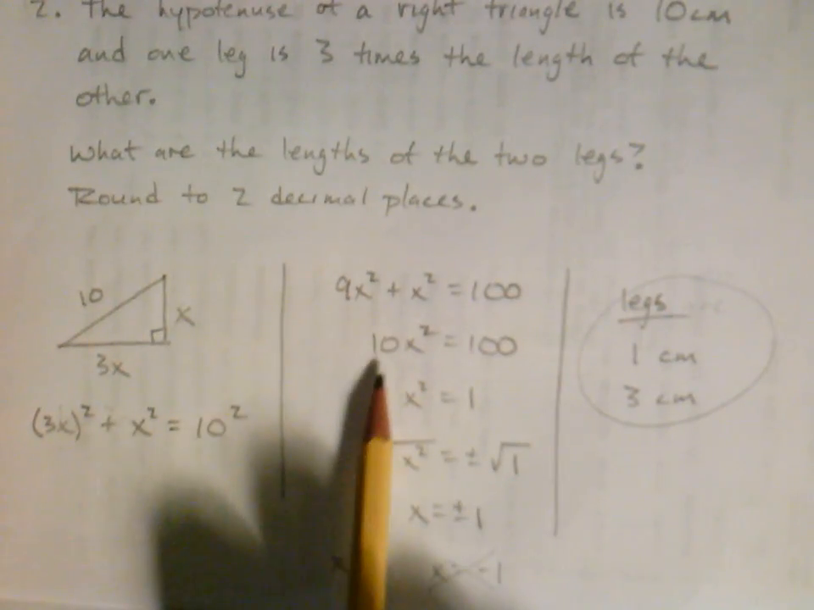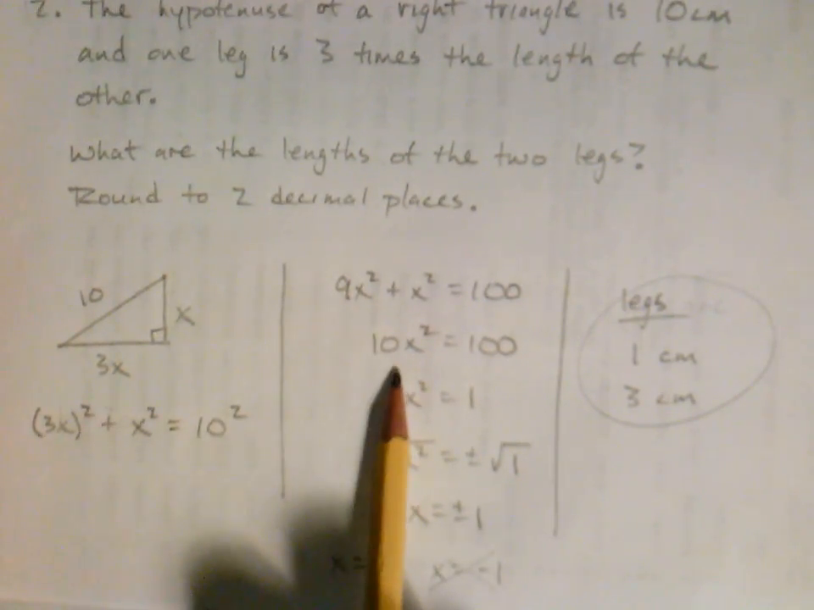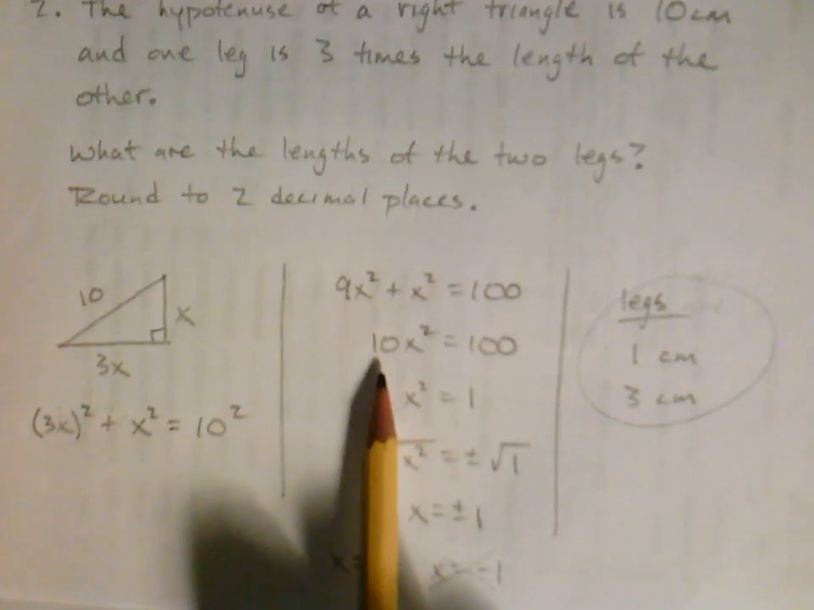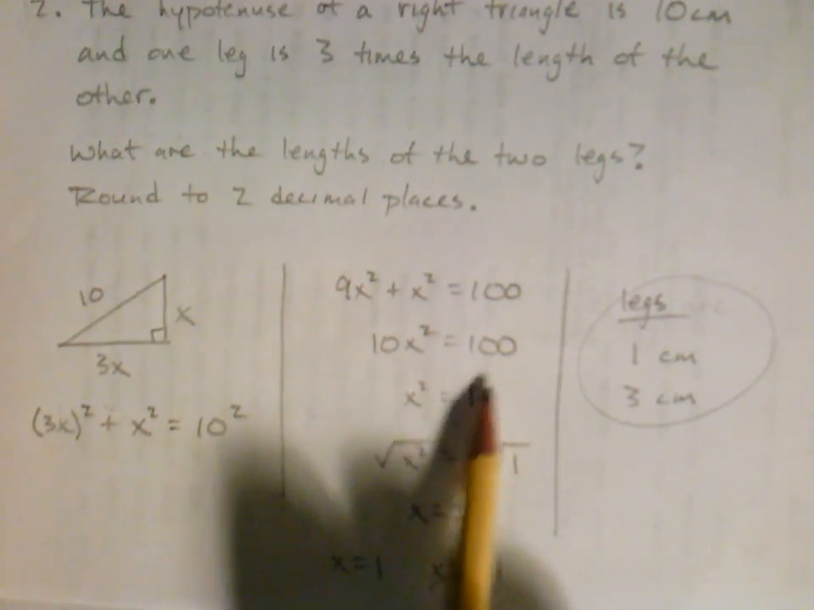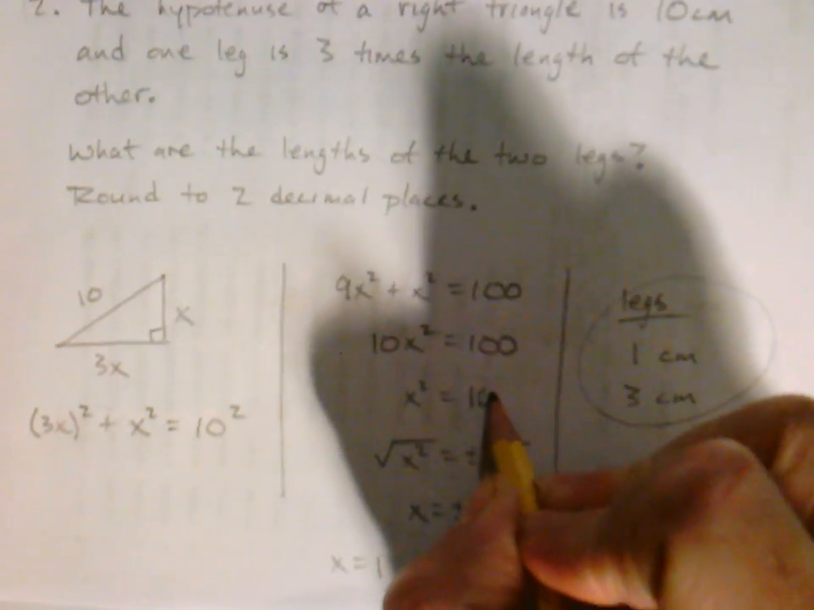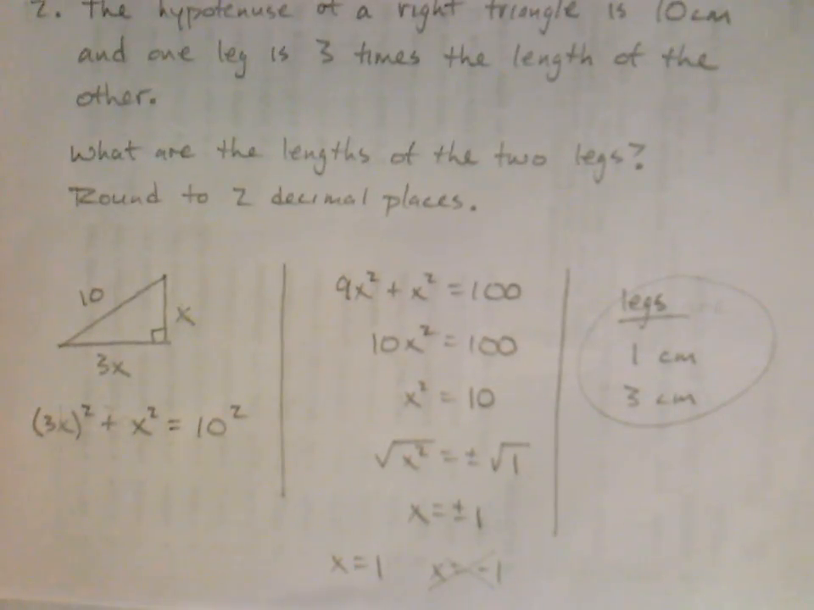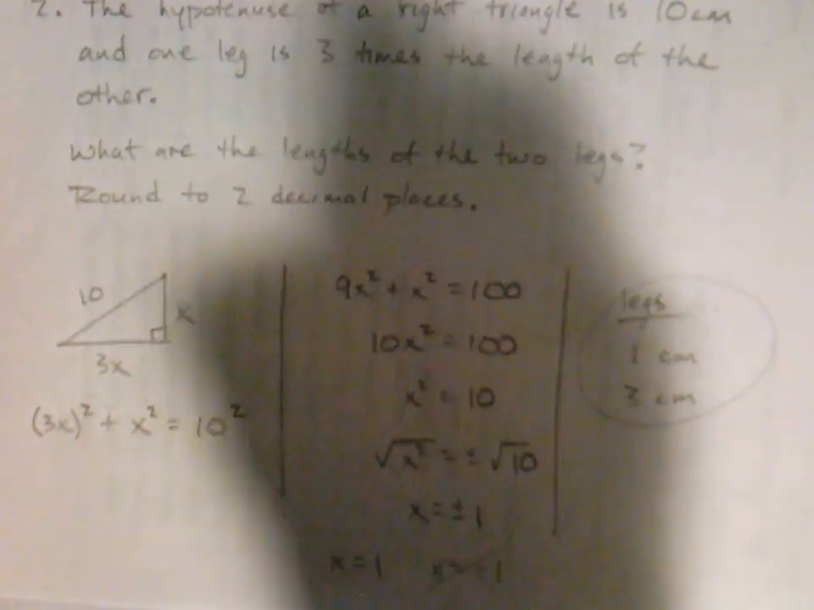Now what we can do, we don't need the Pythagorean theorem, not Pythagorean theorem, we don't need the quadratic formula here. We can solve this with the square root property. If we divide by 10, then we get x squared equals 10.